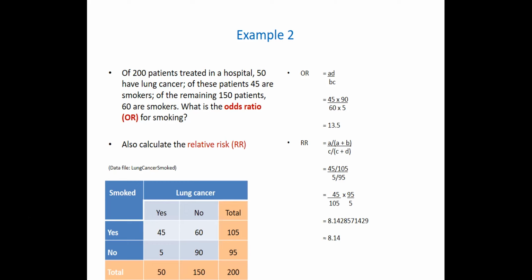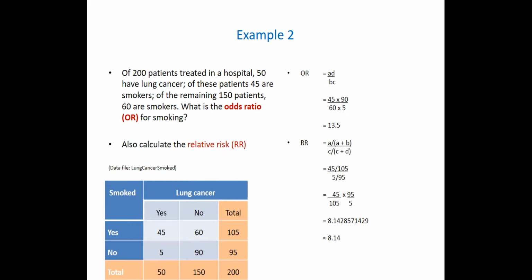You look at it now: 200 patients, 50 have lung cancer, 150 do not have lung cancer. So the cases are 50, the controls are 150. Out of the 50 that have lung cancer, 45 were smokers. Out of the remaining 150, the controls, 60 were smokers. So what is the odds ratio for smoking? Also, you can calculate the relative risk from it.